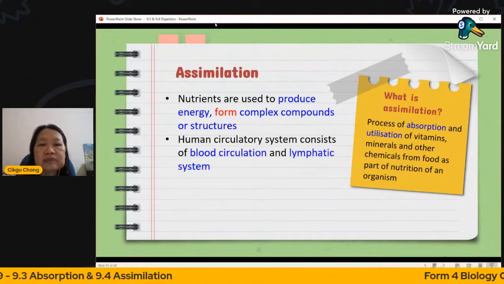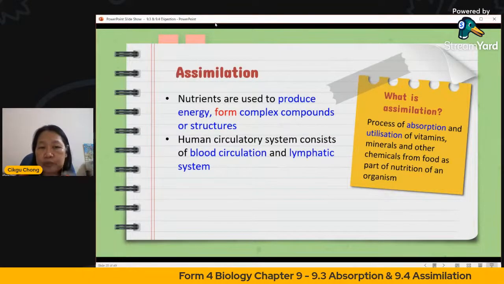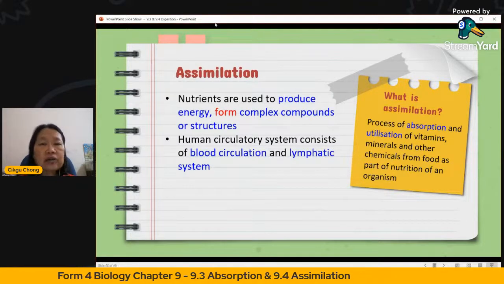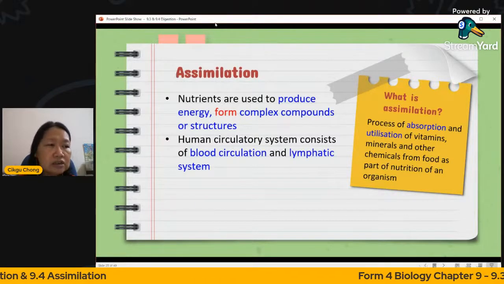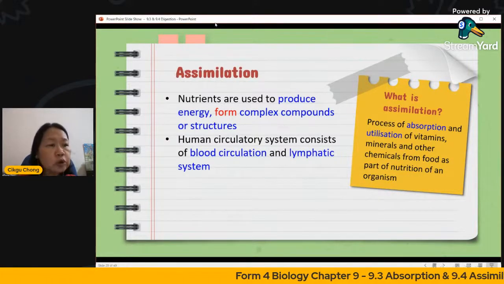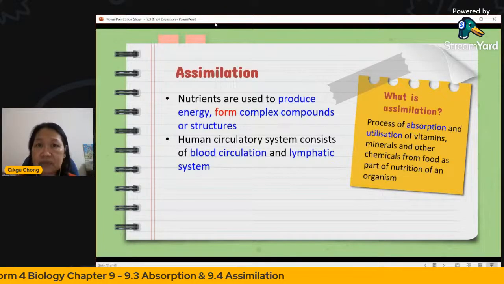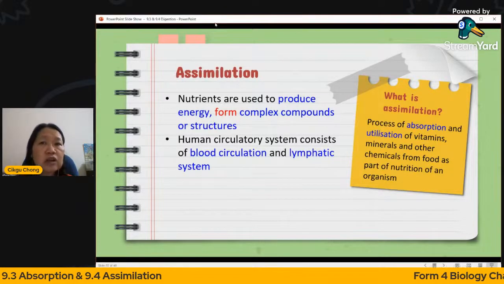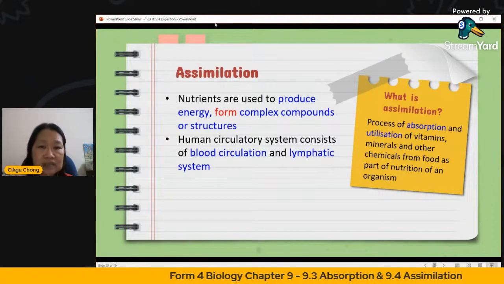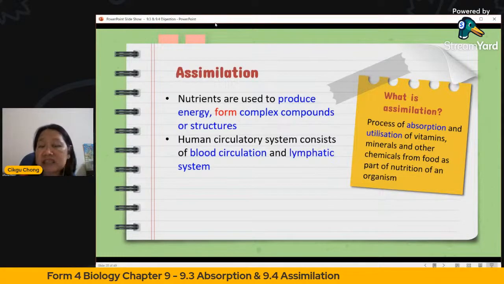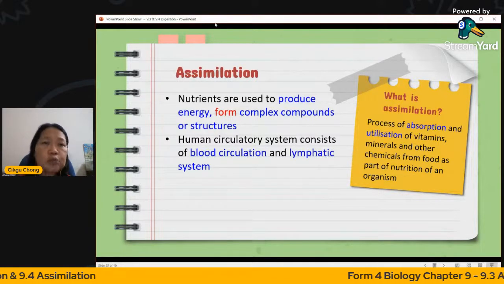Okay, so these substances will go into two systems. One is the blood circulatory system, your human circulatory system, because you need to transport this. When you talk about assimilation, these substances have to go somewhere. So who is going to transport this food and where does it go to? So you need a system of transporting it. You need the blood. You also need the lymphatic system. The lymphatic system is the one that connects to your lacteal just now, the one that your fatty acid and glycerol enters. This is connected to another system called the lymphatic system. So both of them will carry all these nutrients all over your body to be utilized.